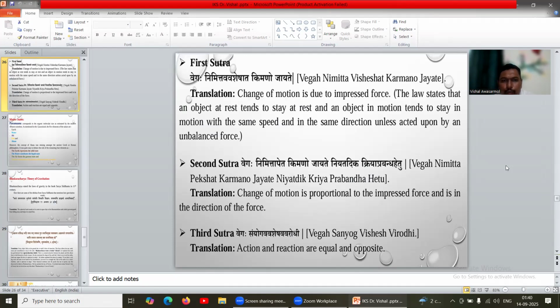Second sutra, Vega means speed. It means that change of motion is proportional to impressed force and is in the direction of the force. Third sutra means action and reaction are equal and opposite.